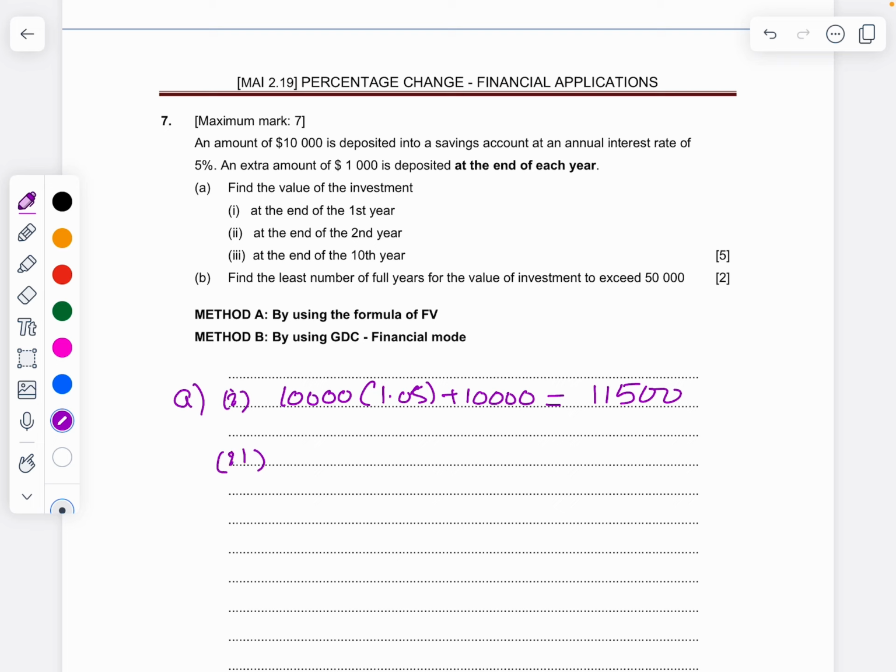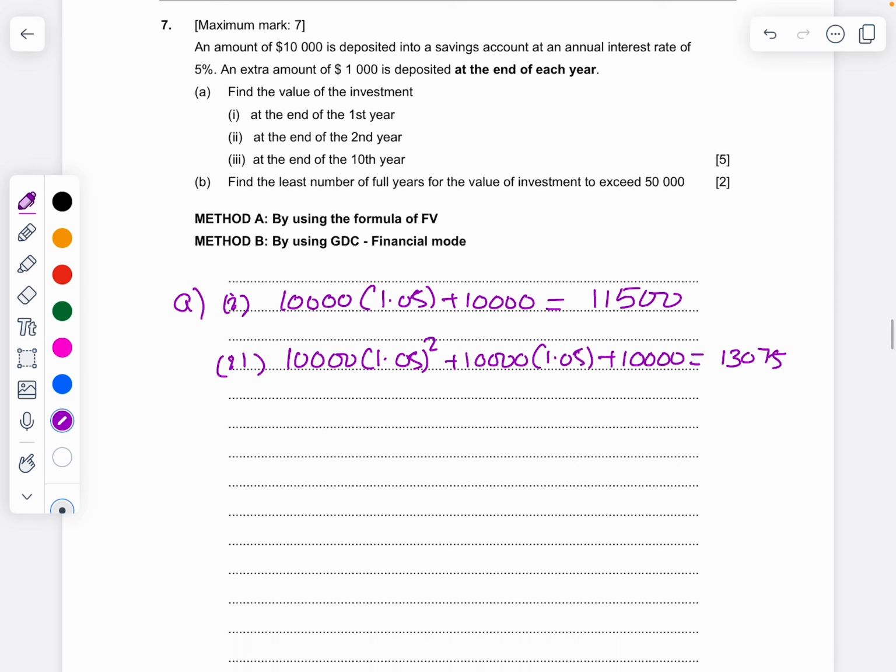Part 2, at the end of the second year, the first 10,000 will earn for 2 years, the second 1,000 will earn for 1 year, whereas the last 1,000 will not have any interest at all, so it becomes 13,075. Now at the end of the 10th year, it was not 10,000 over here, it is being added 1,000.